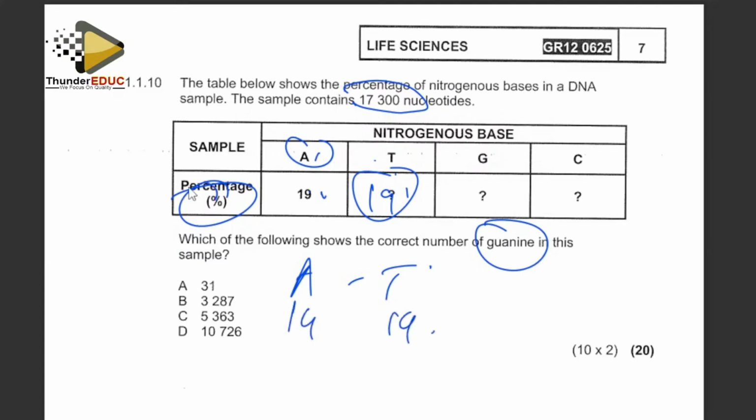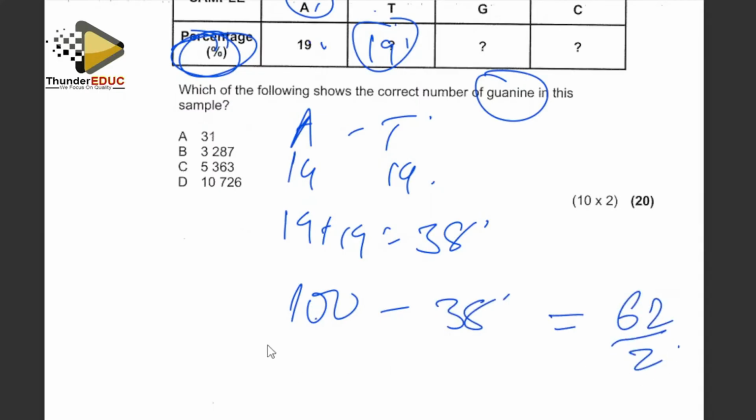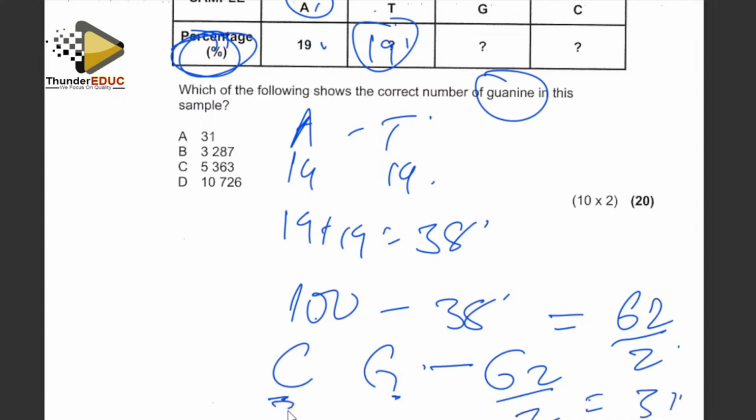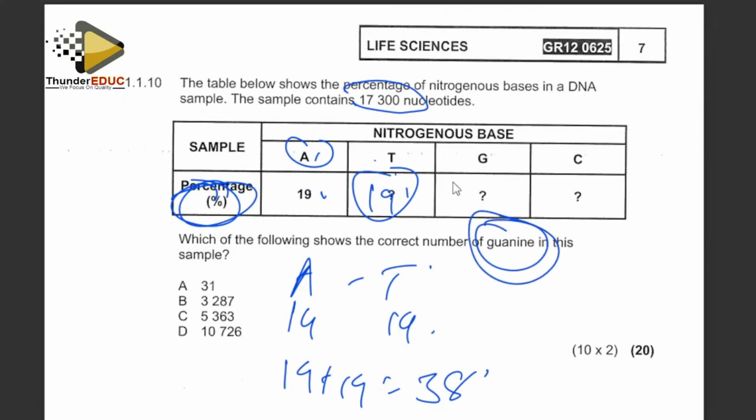Because it is percentage, 19 plus 19 gives me 38. When I combine, remember percentage is 100, so 100 minus 38 gives me 62. 62 divided by 2. Why? Because the 62 is for guanine and cytosine, and I need to look for the individuals. So divided by 2, I get 31. This is 31, this is 31. So the guanine here is 31%.